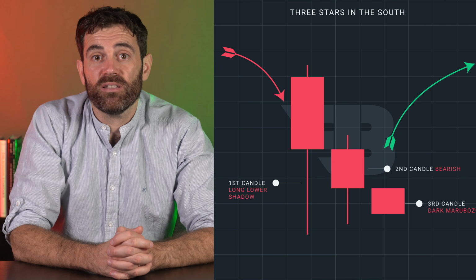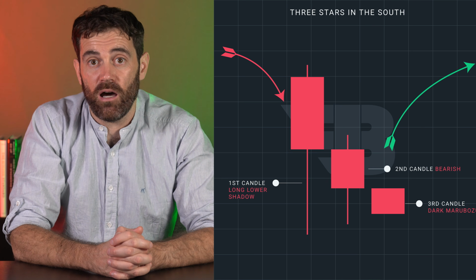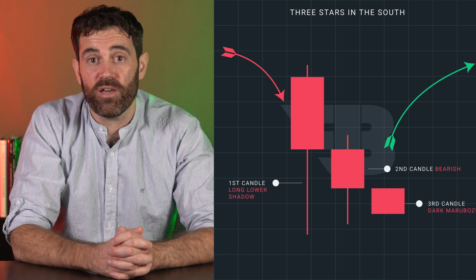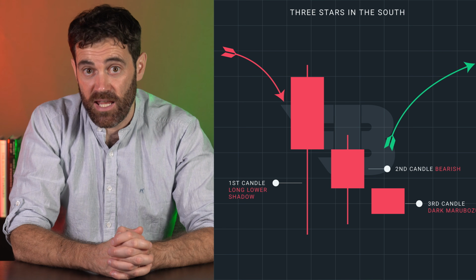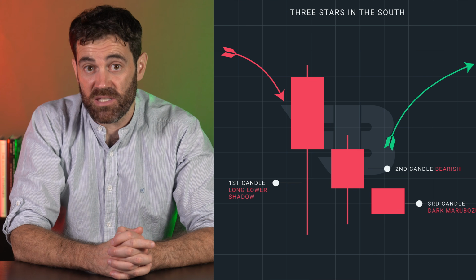Naturally, this tells you that traders are feeling greedy for whatever reason, they're suddenly buying more than they were before. And when it comes to the 3 stars in the south, it's the perfect opposite of the advanced block. 3 red candles with large bodies, wherein the second candle has a smaller body than the first, and the third candle has a smaller body than the second.